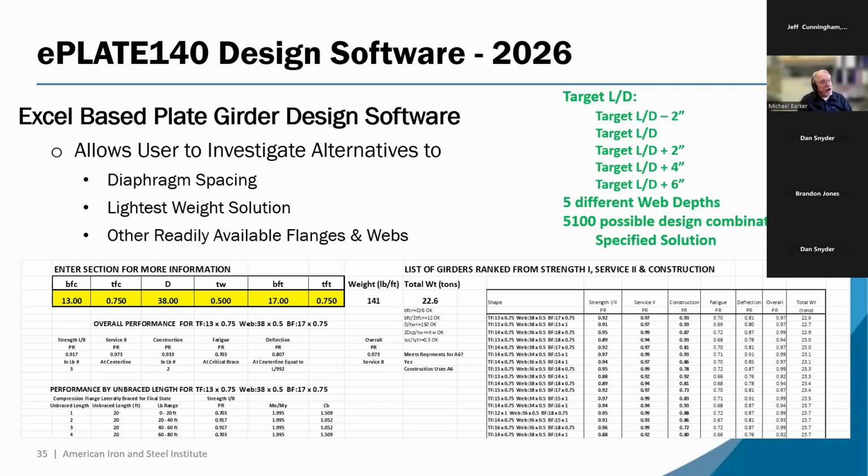And down here on the bottom right, it just lists from lightest to heaviest, all of them that work. And the weights on the far right. And on the left in the yellow, of course, as the engineer, we still have to be smart. We pick what we think we want to use. For instance, here it's a 13 by 3/4 top flange, a 38 by 1/2-inch web, and a 17 by 3/4 bottom flange. And then it'll do a very similar thing as it did for eBEAM. It'll check all the unbraced lengths. It'll check all the AASHTO design limits and let you know that this section works.